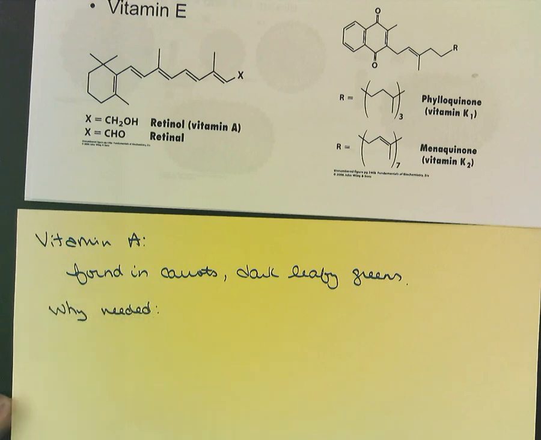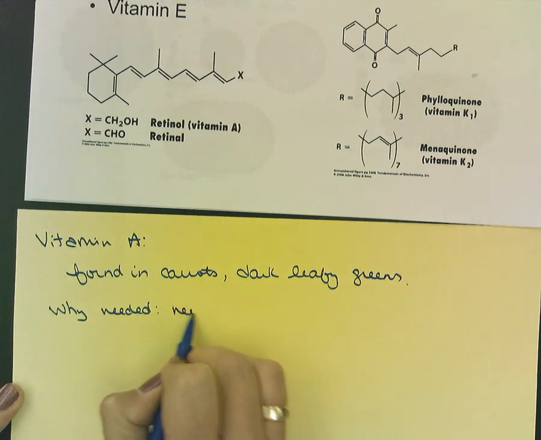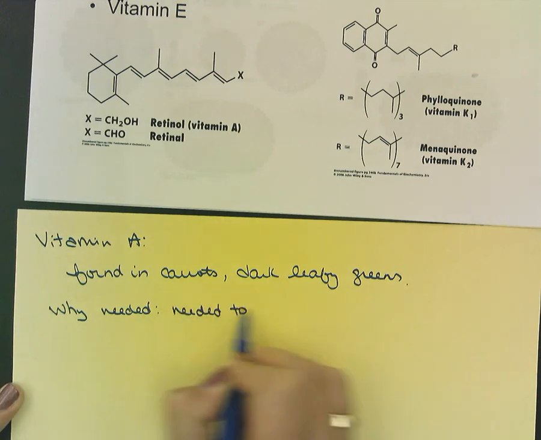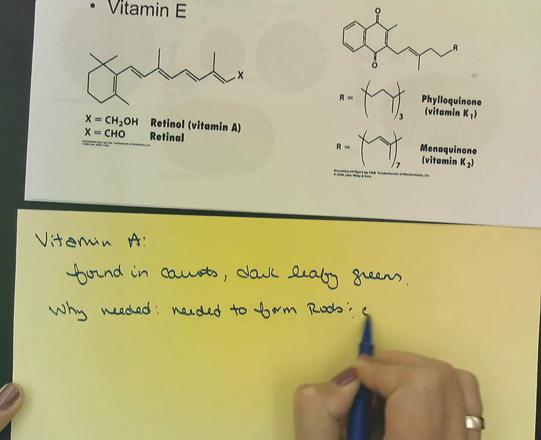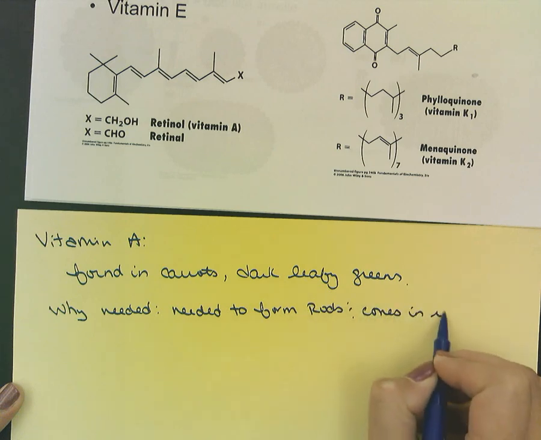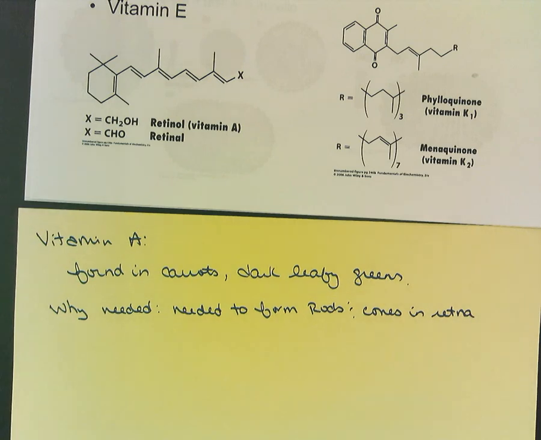So what did your family always tell you about eating carrots? Why do you need to eat carrots? For your eyesight. So retinol is the major component, once it's esterified, in your rods and cones in your eyeballs. You can see why it's called retinol, because it's the major component in your retina. That helps you put it together.